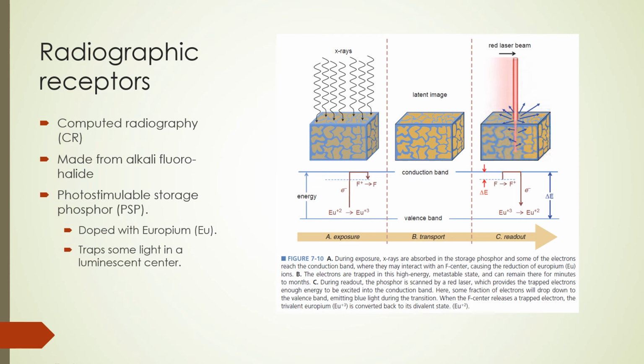Screen film systems were slowly replaced by computed radiography, or CR, detectors. CR was introduced in the late 1970s and saw increased use in the late 1980s. CR systems are photostimulable storage phosphors that store energy for later release. Storage phosphors are made of a compound of alkali fluorohalides doped with a rare earth element like europium. The phosphor is exposed to X-rays and stores the X-ray energy in a luminescent center in the crystal structure. The exposed CR plate is placed in a laser reader where the image on the plate is read out.